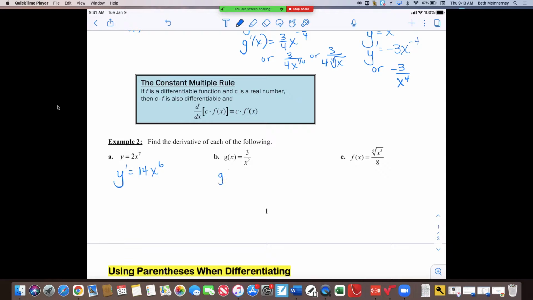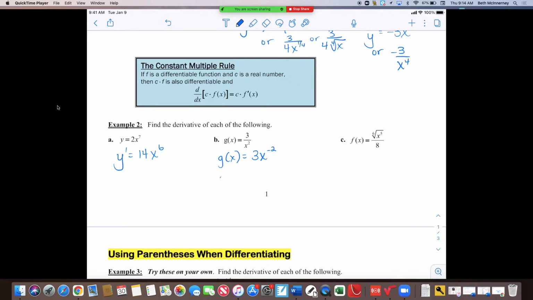In letter B, this one is not in power form. So your first step should be to rewrite it in power form, x to a power. Now I can find the derivative. So I'm going to bring down the power, decrease the power by 1. And if I simplify that, that's negative 6 over x cubed.